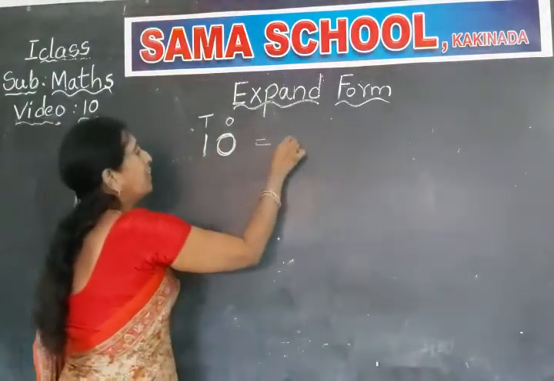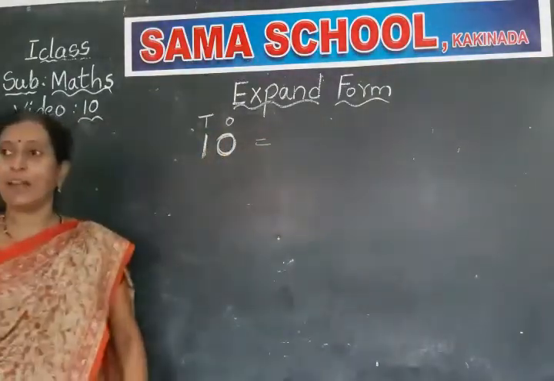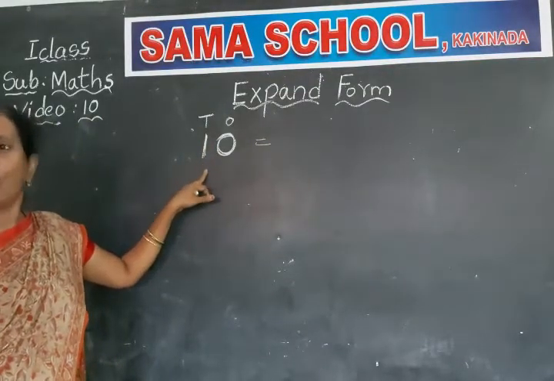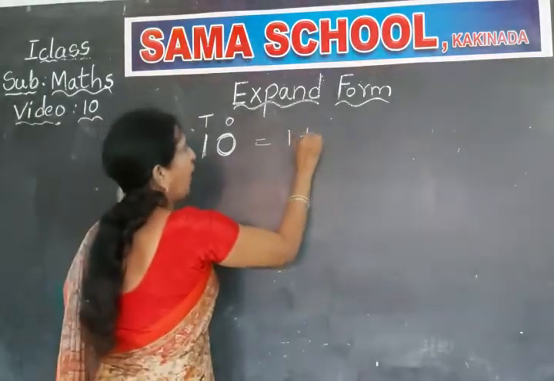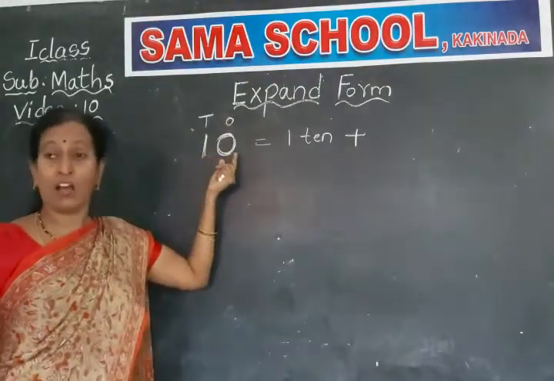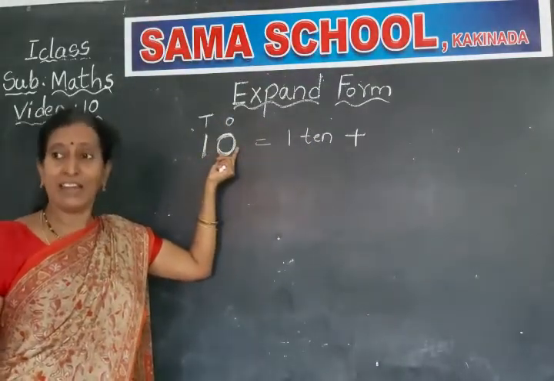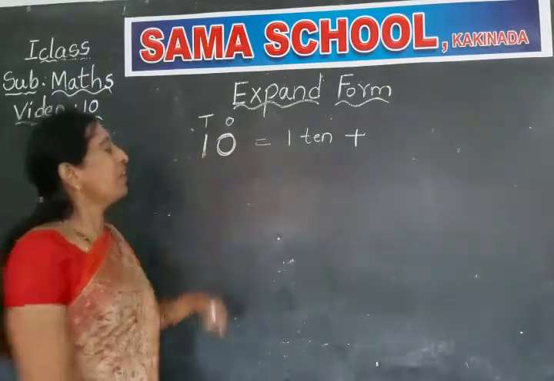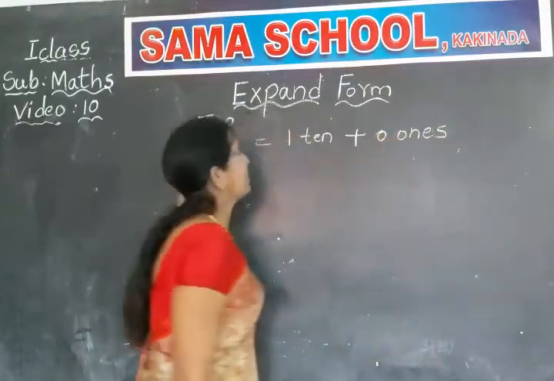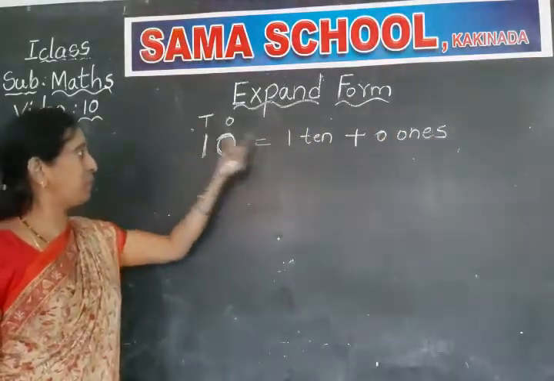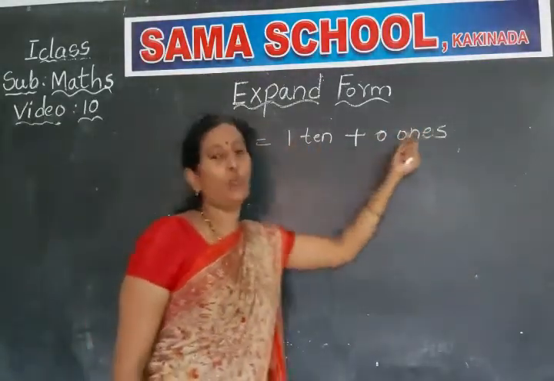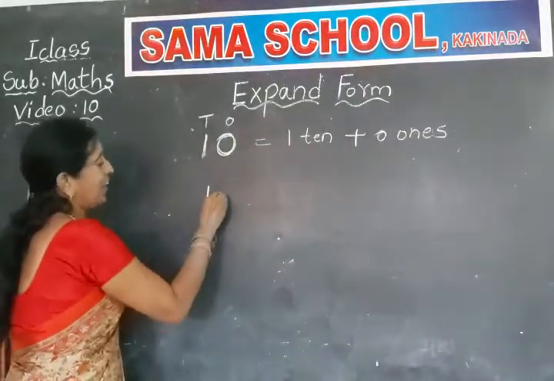Tell me, in 1's place how many 10's are there? See, how many 10's in 1's place? Only 1 ten. That is 1 ten place. In 0, how many in 1's place? How many numbers? No, the 0. So 0 ones. 1 in 10's place, 1 ten, and 0 in 1's place, that is 0 ones. Like that I am giving the answer. Now 11.